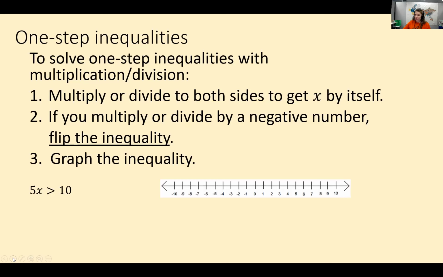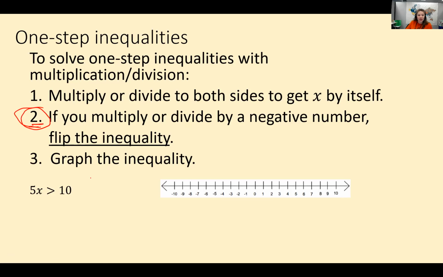All right, so you can also solve one-step equations, or excuse me, inequalities, by either multiplying or dividing. We're going to get to this step later. If you multiply or divide by a negative number, you're going to flip the inequality. We're going to wait till 7th grade to do that because we're not working with negative numbers yet. That will come later in the year.